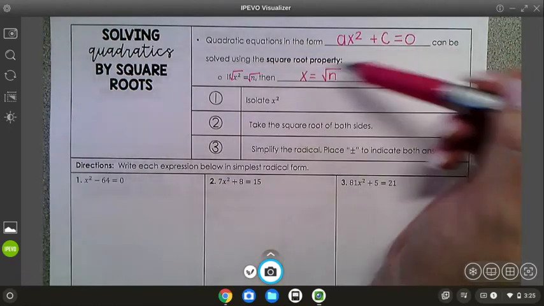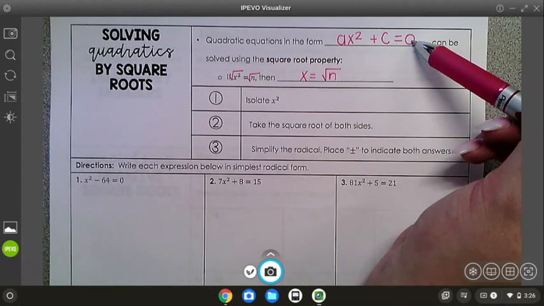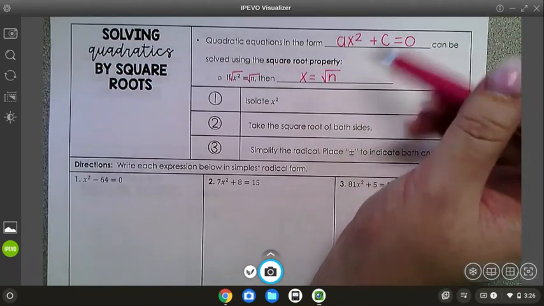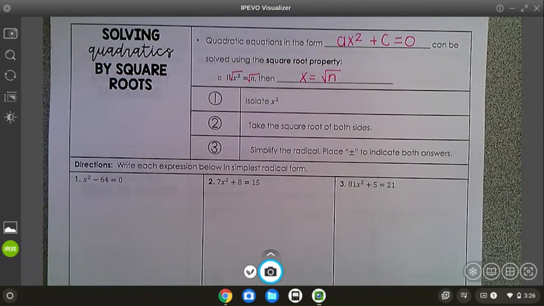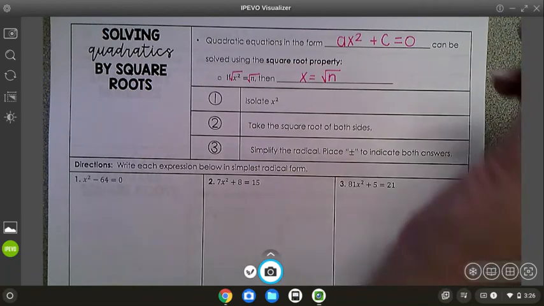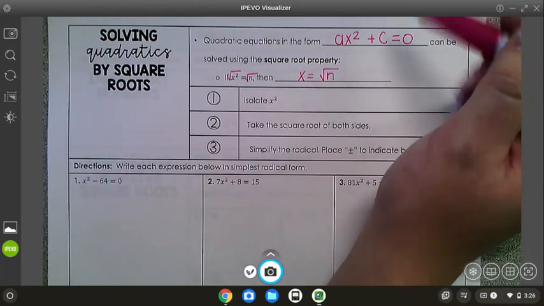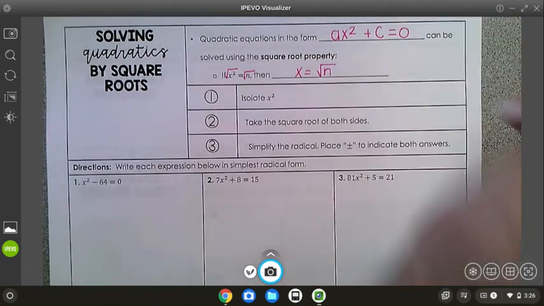So what we're going to be doing is we'll move our c over and then take the square root. So this is the only time where we don't want it set equal to 0. Right? It's kind of weird because all the other ones, it has to be set equal to 0. Well, we can start out set equal to 0, but we're going to be moving stuff to the other side.